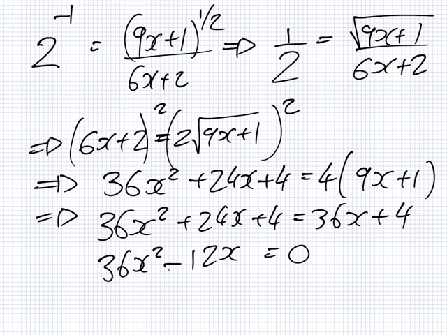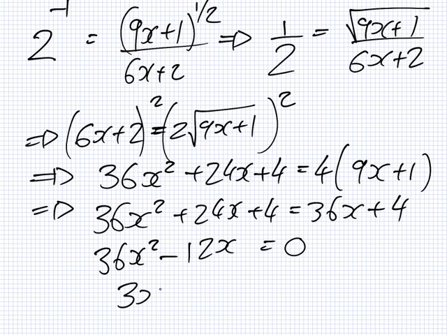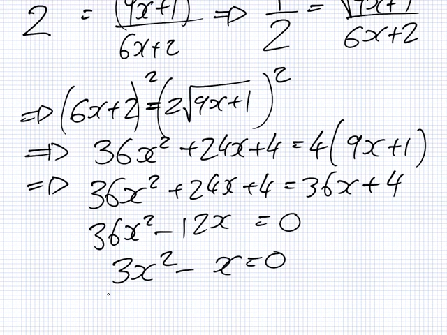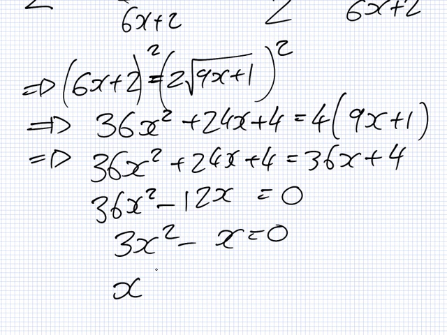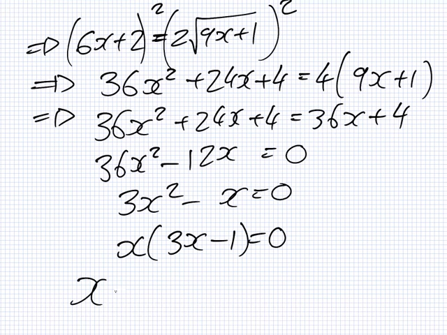Divide everything by 12. Yeah, 3x squared minus x equals 0. Take out the x. So I have x bracket 3x minus 1 equals 0. So I get x equals 0 or x equals 1 over 3.